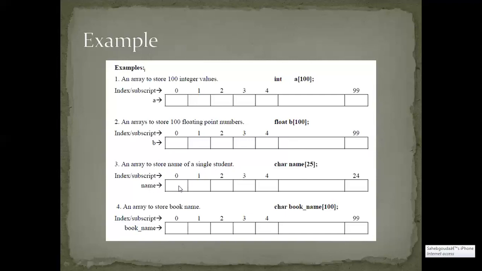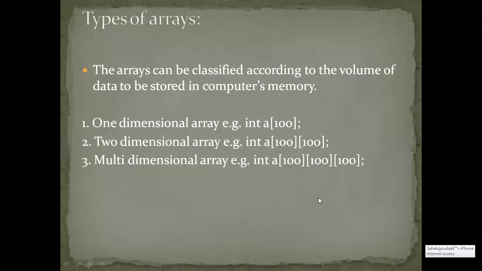How can we represent this in the memory location? Index value and name. Remember, a name always ends with the null character. In the next slide we can see how we can represent the name in an array. The next is an array to store a book name. A book name is also a string, so index value and book name. A book name always ends with the null character. This is a simple example.